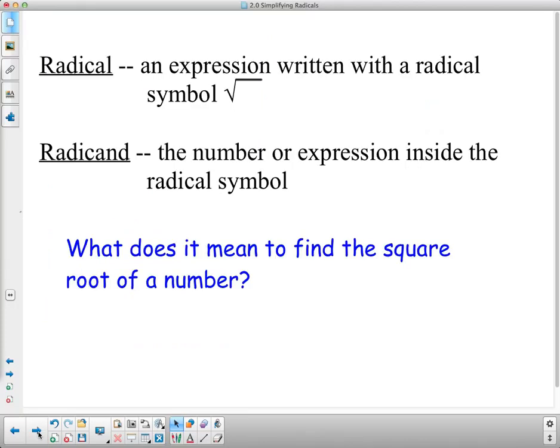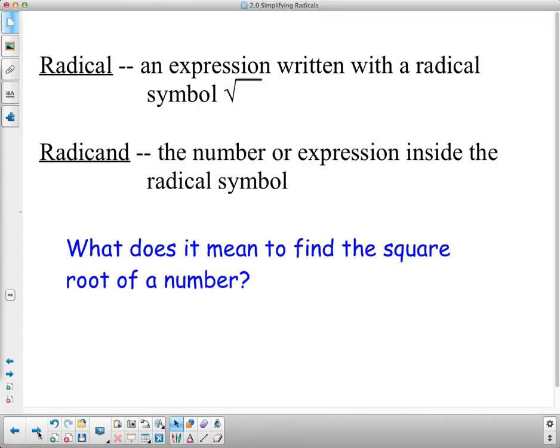Okay, so we're going to be doing some simplifying, reducing radicals. Okay, what's a radical? If I put an expression up there, you would probably say it's a square root. Well, that symbol is really a radical symbol, and any expression written with that radical symbol is called a radical. The radicand is what goes underneath the radical symbol.